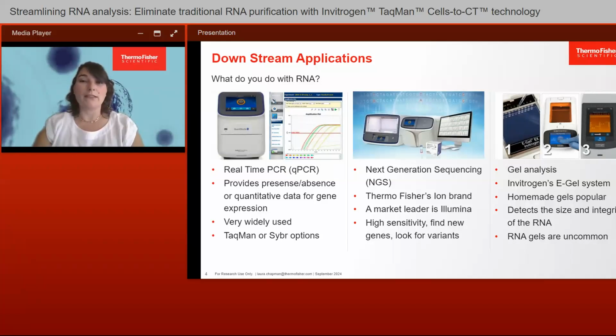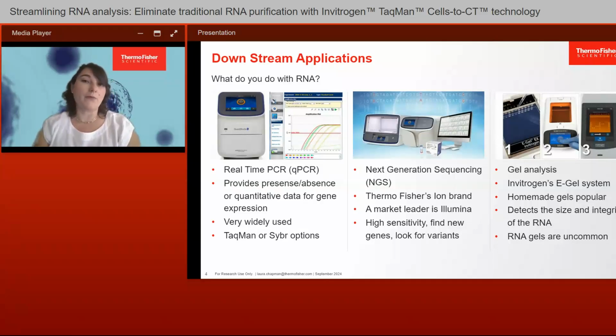Another popular option is next-generation sequencing. Thermo Fisher offers the Ion brand for looking at next-generation sequencing, where you could do whole transcriptome analysis of your RNA. But the market leader is Illumina, and these are both beneficial to look at high sensitivity and to look for new genes. So if you're doing more discovery work, you would want to use something like next-generation sequencing to look for genes, whereas if you know what genes you're looking for, then you could use real-time PCR.